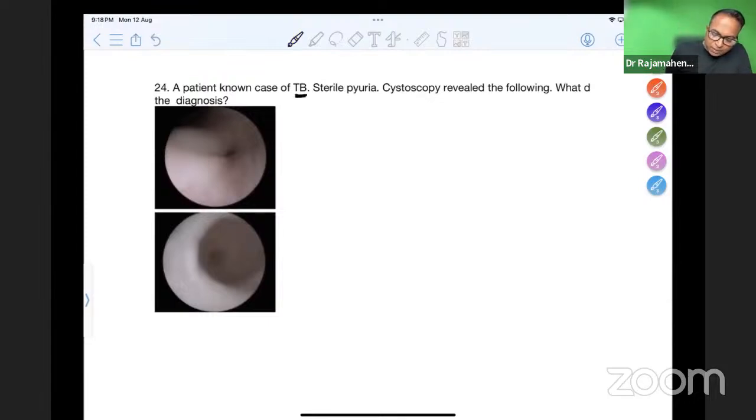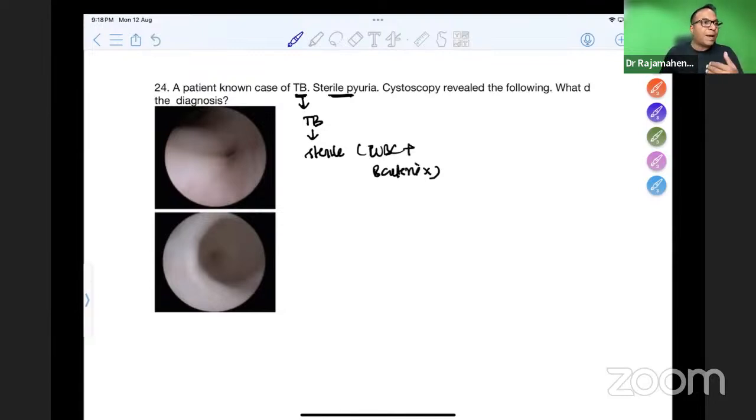So this is a case of TB, sterile pyuria. There are multiple clues in this question. When there is TB, the patients will have sterile pyuria. Sterile pyuria means only WBCs are seen, but no bacteria. There is presence of WBC, but no bacteria seen. That is a classical sterile pyuria.